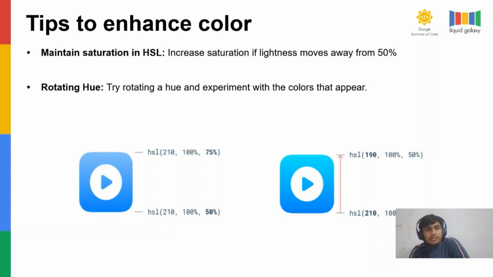Other than that, rotating hue is one of the most interesting techniques you can use to actually enhance color. As you can see in this example, in the first image we have hue 210 for both the images, but you can see the wonders it did when we simply changed the hue of the top image to 190, and that is what rotating hue can do.